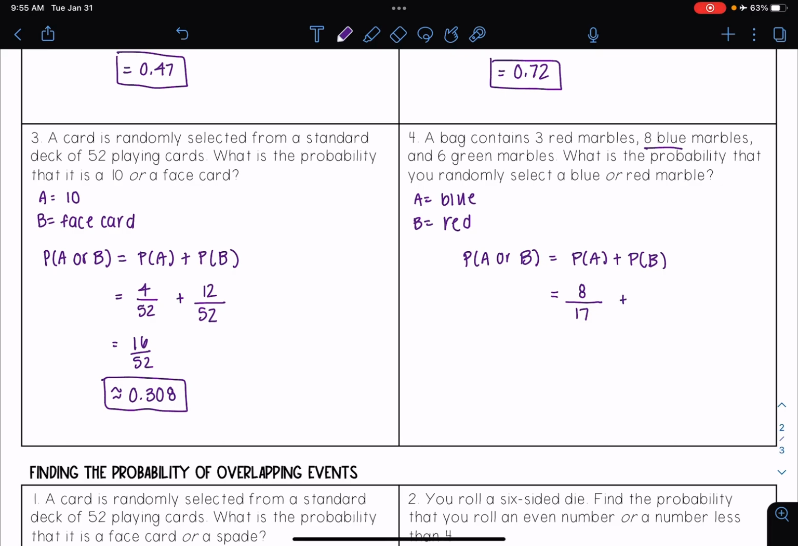And then for red, I see that there are 3 red marbles, so this is going to be plus 3 out of 17. Well, when I add those, I get 11 over 17. And when I divide 11 by 17, I get approximately 0.647.